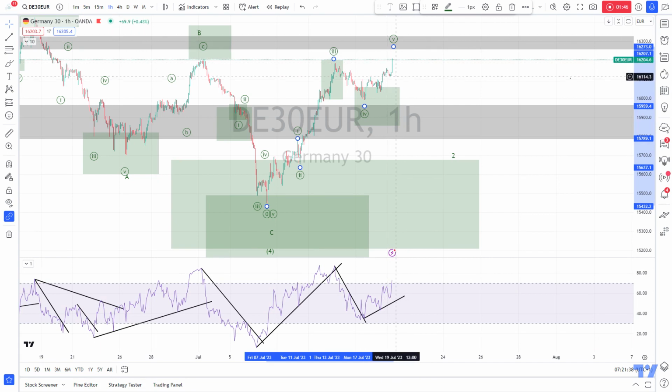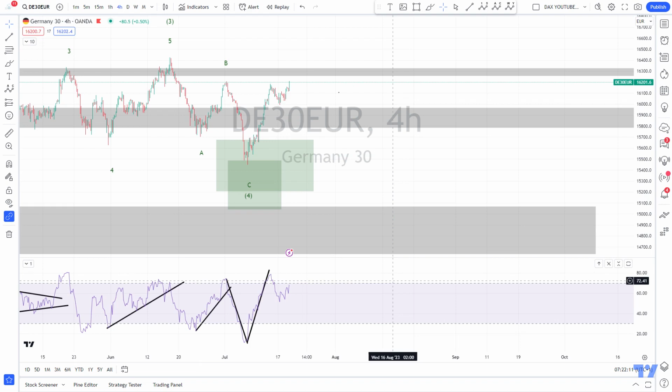And from this interpretation, we could conclude that we can initiate a short from here because it is our fifth wave. We are ending with divergence. This divergence should also be visible in the 4 hours. Yes, exactly.